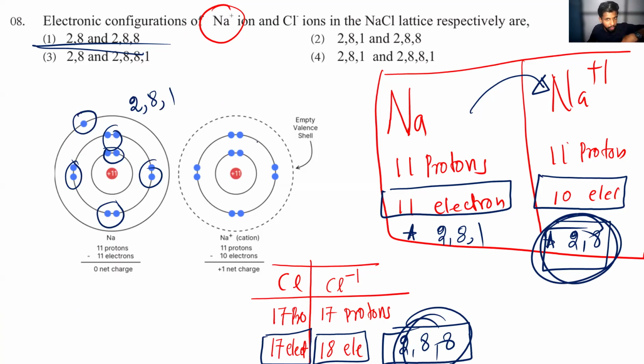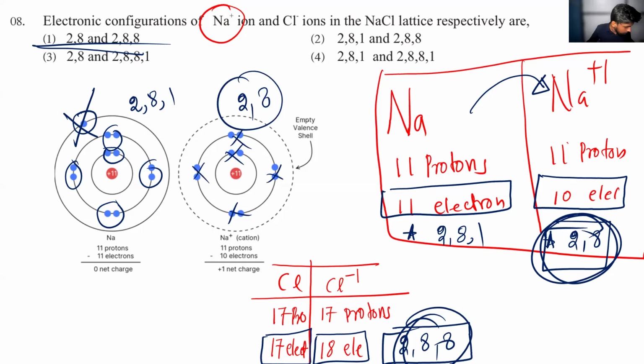In the second picture, you can see we have removed 1 electron. Now you can see 2, 8. Here, 1, 2, 3, 4, 5, 6, 7, 8. I hope you got the idea. There's a past paper question related to this one.